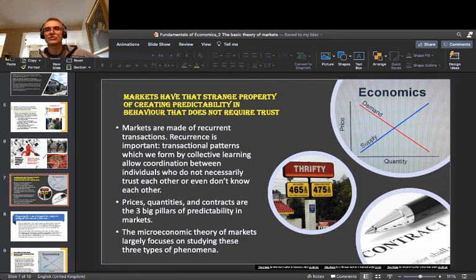Markets are made of recurrent transactions. This is what creates predictability: recurrence. Recurrence is important. Transactional patterns, which we form by collective learning, allow coordination between individuals. So we coordinate by being able to predict each other's actions. And we don't need to trust each other, or we don't even need to really know each other. We can coordinate just on the base of those recurrent transactional patterns. And we know by experience that in markets, prices, quantities, and contracts are the three big pillars of predictability. And the microeconomic theory of markets largely focuses on studying these three types of phenomena.